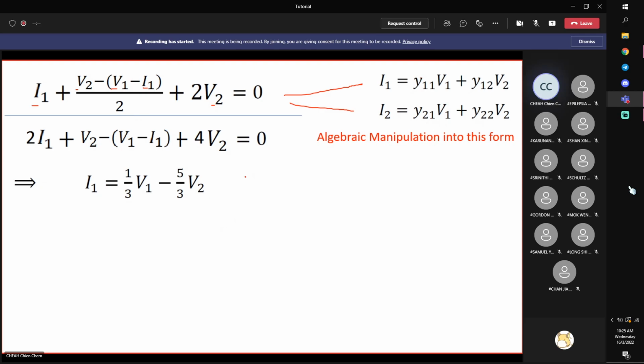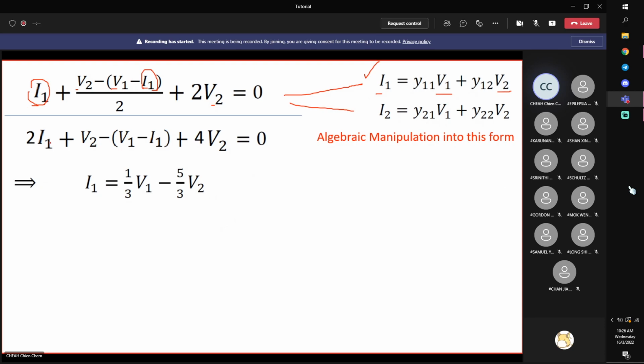It is possible because why? Here we have I1, V1, V2. We don't have I2, so we should choose the first equation. That means that I want I1 to be expressed in terms of V1 and V2. The rest is just to simplify the equations.